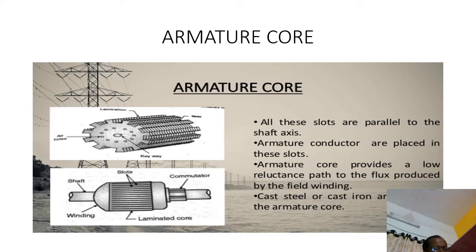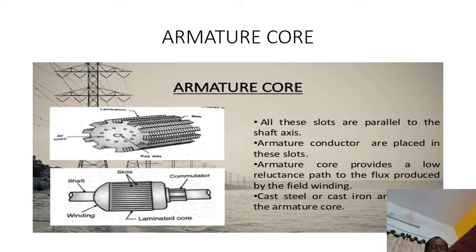The armature core serves the following purposes. It houses the armature conductors in slots. It provides a low reluctance path to the magnetic flux. The armature is mounted on the shaft so that when it is rotated, the conductors housed in it cut the magnetic flux. You are observing here from the diagram clearly shown.